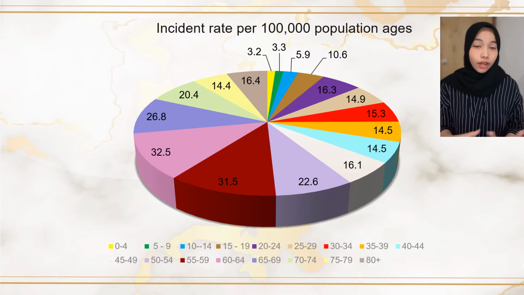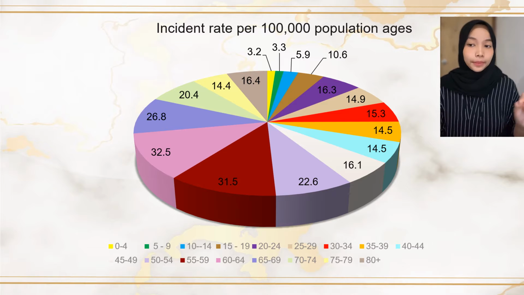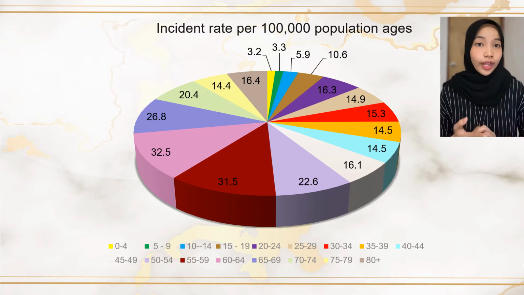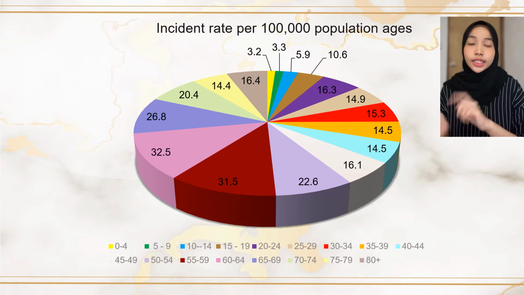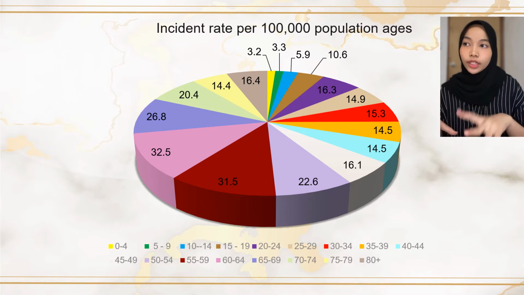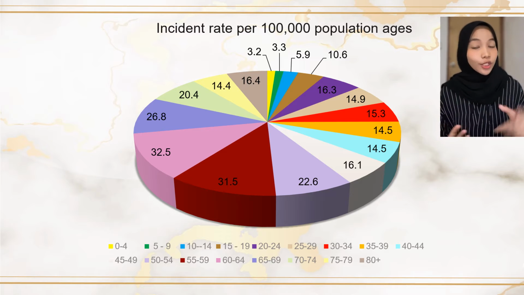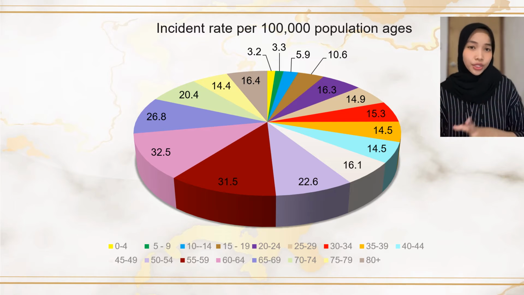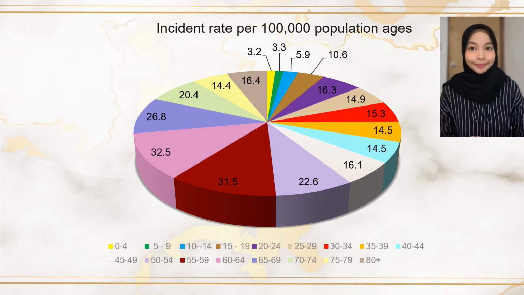Okay, the second graph is about the pie chart. The COVID-19 incidence rate per 100,000 population is 32.5 among those aged 60 to 64, then followed by 31.5 in the 15 to 59 age group, and 26.8 in the 65 to 69 age group, and the rest of the ages were below 20%.